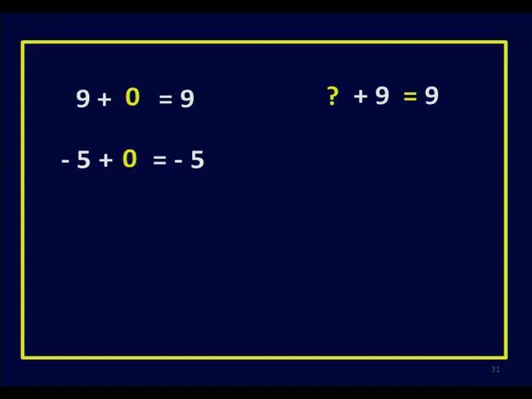Now, let us take another example. To which number if we add 9? We do not know this number. To this we are adding 9 and you get the same answer, that is 9. Now, can you guess this number, children, here? Yes, you are right.